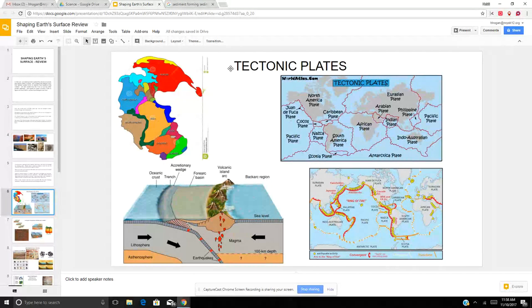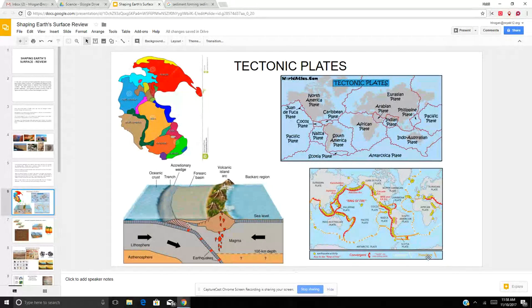So we talked about the tectonic plates, and we talked about how Earth at the beginning was Pangea. So all of the continents were like puzzle pieces pushed together. And over time, the plates shifted and moved, creating our different continents.